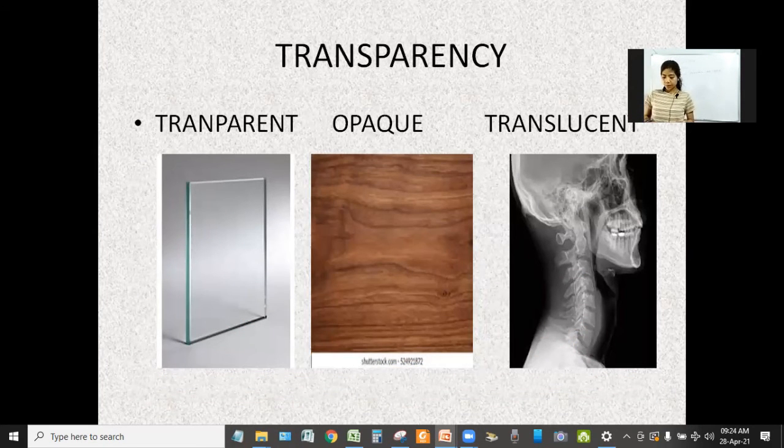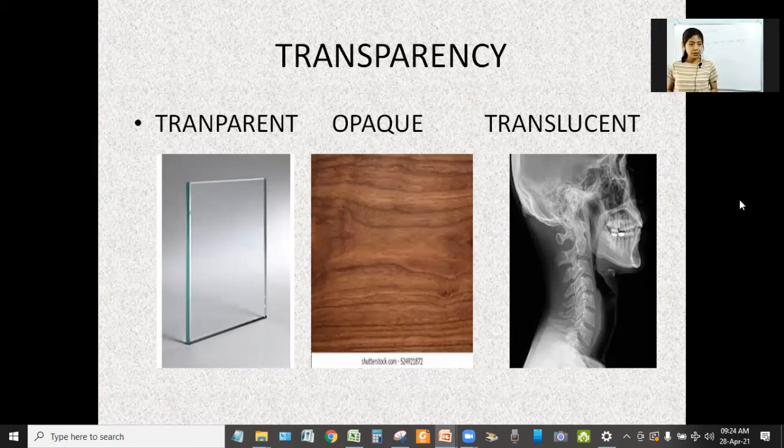Transparency. Transparency means property associated with light. We have three types: transparent, opaque, and translucent. Transparent are those that allow light to pass through them.